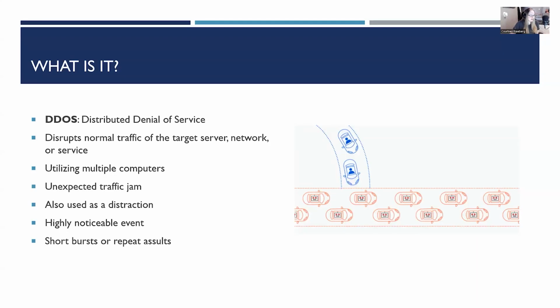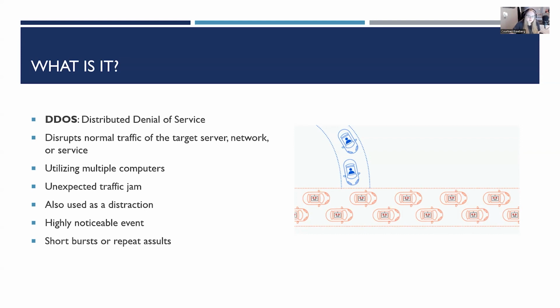So what is it? DDoS is known as distributed denial of service. It's where you are trying to disrupt normal traffic, either on a server, a network, or service. I will go over what the difference between DoS and DDoS are later on. But in DDoS, you're utilizing multiple computers. So the attack's basically like an unexpected traffic jam.